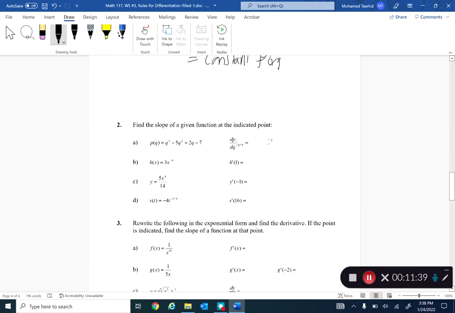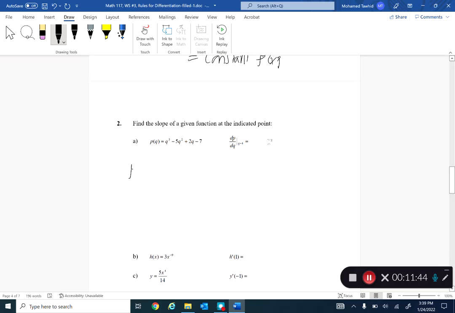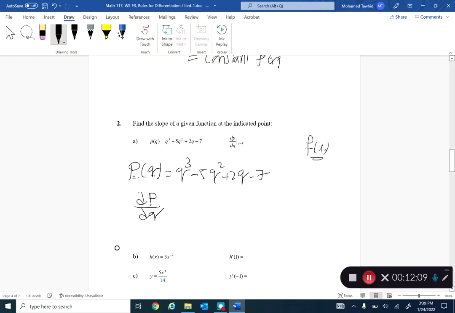So now if I go for this problem here, what is given here? You have b is a function in q. So here I have q cube minus 5q square plus 2q minus 7. So now if your b is a function in q, I take the derivative with respect to q. Like when you have f as a function in x, then the derivative of f with respect to x.